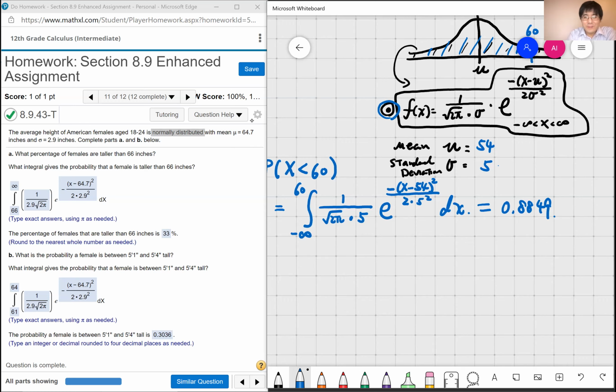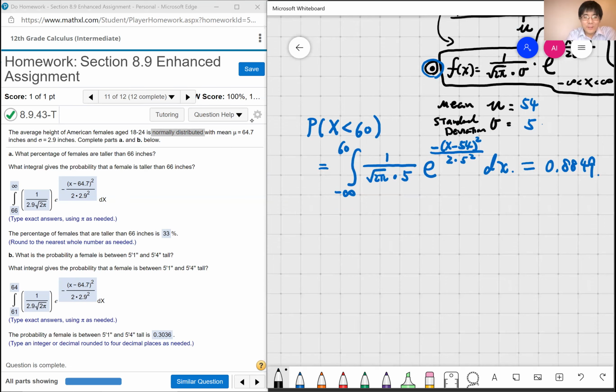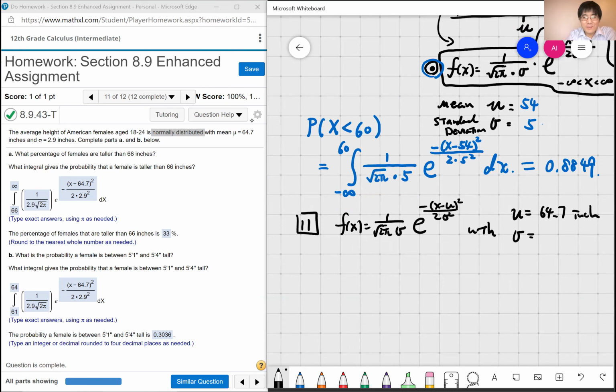Okay, so number 11. And this is normally distributed, so we can use this formula again. Let's write it a few times and memorize it. With mean equal to 64.7 inches, and the standard deviation is 2.9 inches.